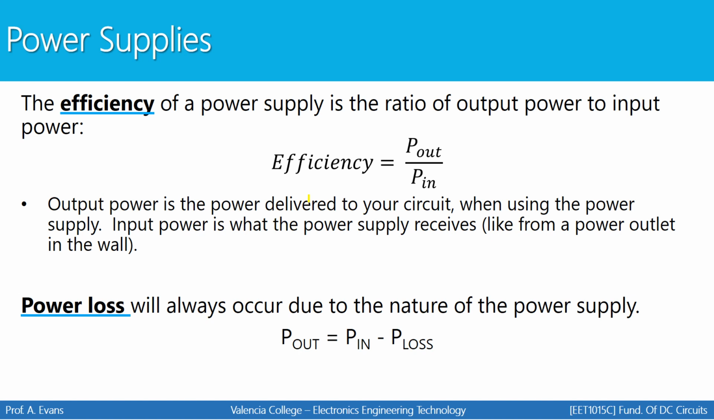The input power is what the power supply receives from the power outlet in the wall. Again, your power supply will be plugged into an outlet from the wall, and then it will deliver power to you. So power coming in is what the power supply receives from the wall, and the power out is what the power supply delivers to your circuit. You'll always have some power loss due to the nature of your power supply, and your output power will be determined by your input power minus that loss.